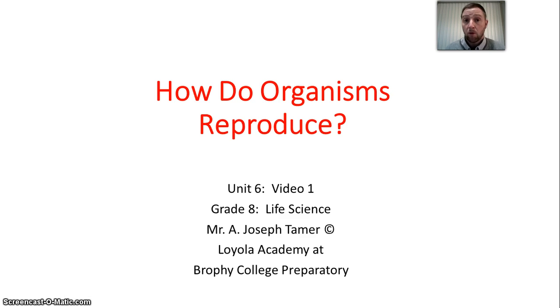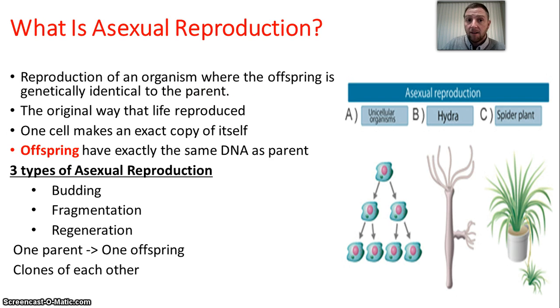Unit 6 is about reproduction, and today we're going to talk about how organisms reproduce in general. Alright, make sure you get your notes out, and let's get started. So first things first, I want to give you the basics. There are two types of reproduction, sexual and asexual.